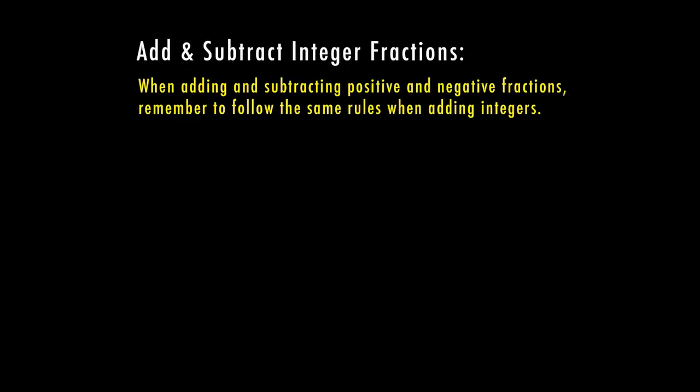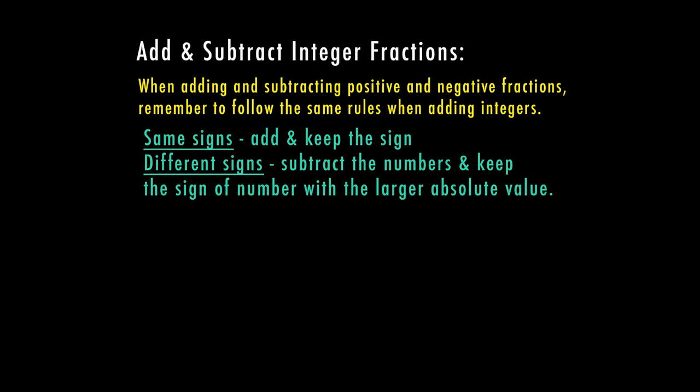So when we're adding and subtracting positive and negative fractions, we need to remember to follow the same rules that we use when we're adding integers. So let's go ahead and review those rules really quickly. First of all, if they have the same sign, that means they're both positive or they're both negative, we're going to add the numbers together and keep the sign. If they have different signs, we want to subtract the numbers and keep the sign of the number with the larger absolute value. Again, when we're subtracting these numbers, we do want to subtract the larger number minus the smaller number. So let's go ahead and try some practice problems.